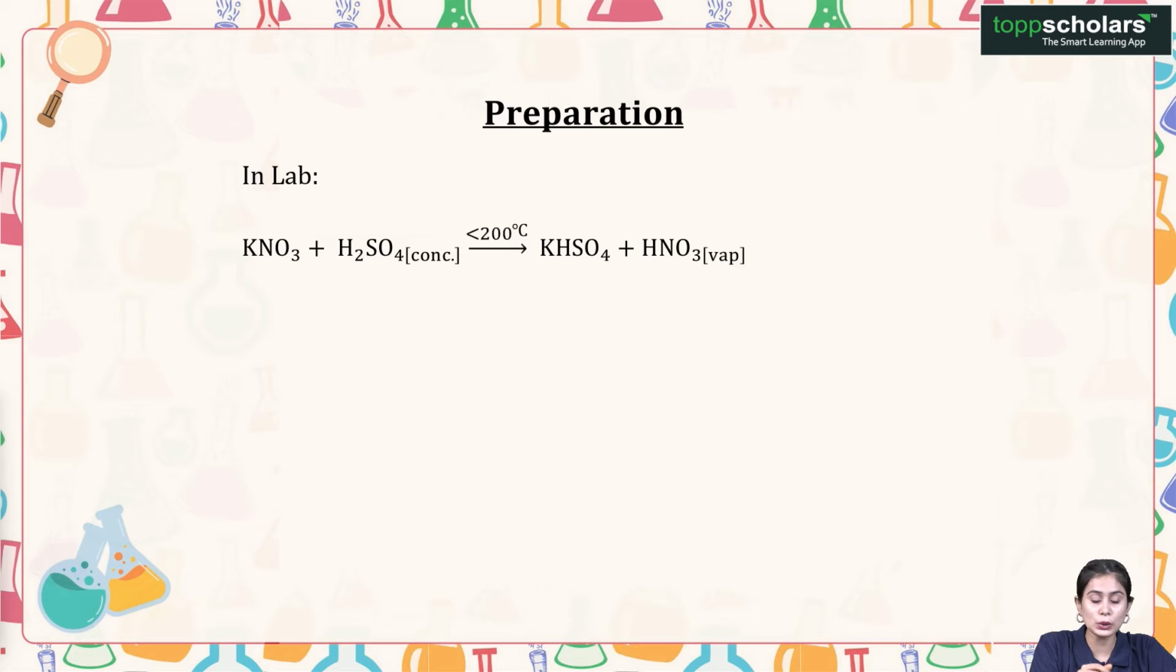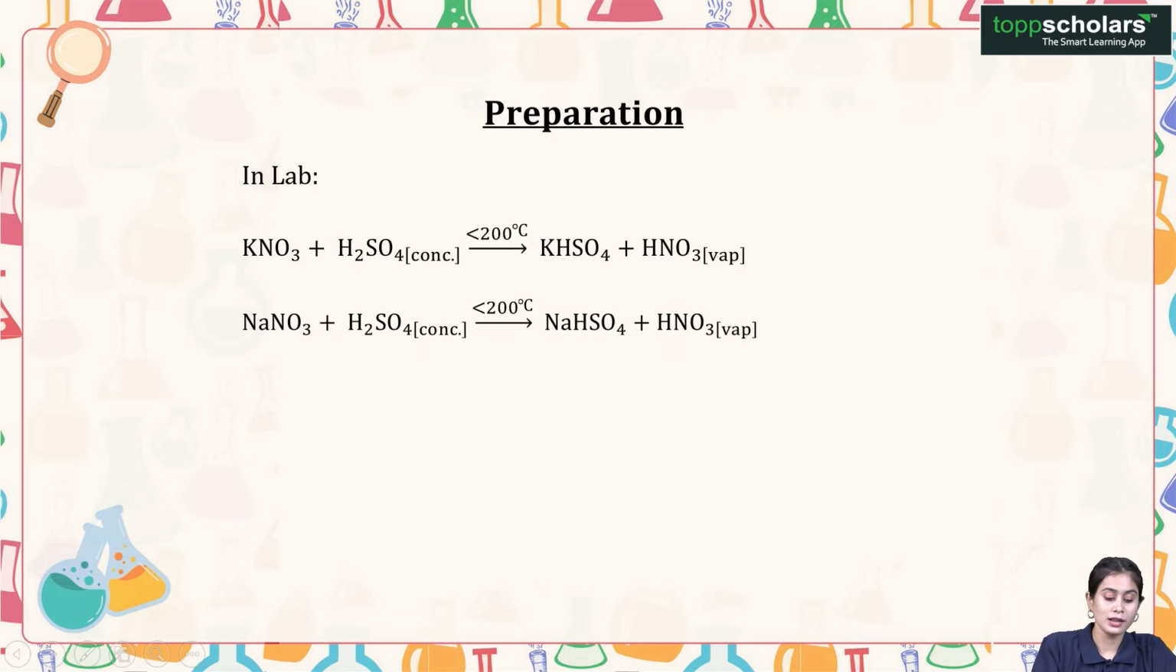So obviously we are going to use the nitrate salt of potassium. Clear? And this is how we get the vapors of nitric acid. See, the temperature is less than 200 degrees Celsius. If we use a sodium salt, it is the same reaction with H2SO4, only the salt will be different. You will get sodium hydrogen sulfate and HNO3 in the vapor form.